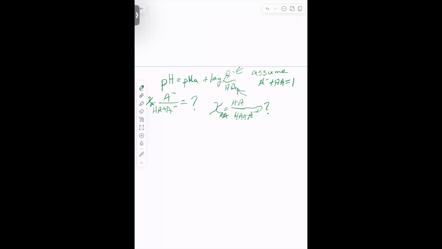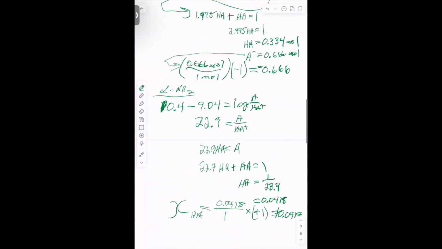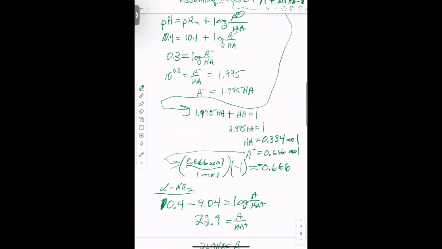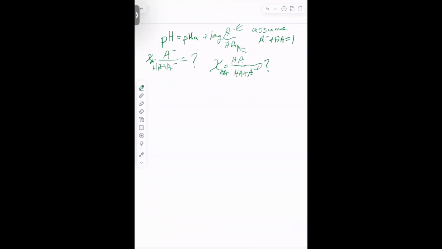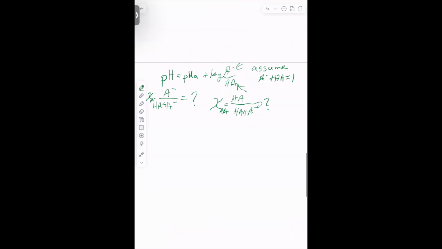We've seen how we use the mole fractions, but it took a little bit to get to those mole fractions. So is there a way we can come up with a final expression where we don't actually have to calculate what HA and A minus are? Is there a way to simplify? Yes, there is. There's a couple of ways we can go about this. I'm going to take a longer way because I want you to see the parallels.